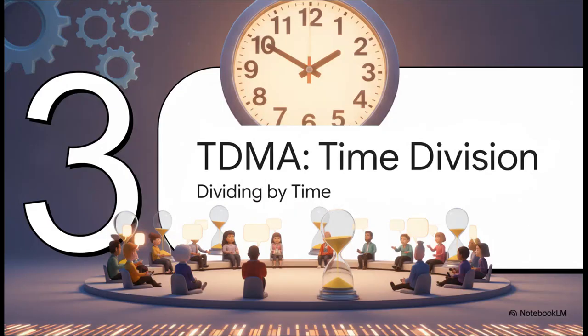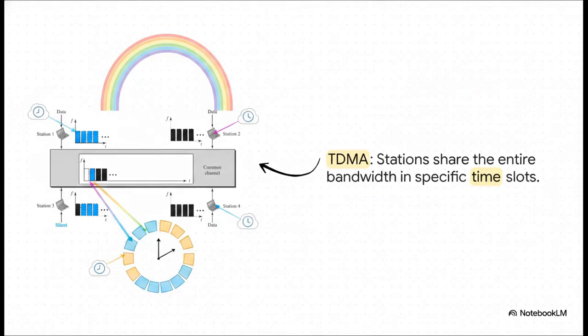All right, let's look at the next dimension, section 3, TDMA, dividing by time. So if FDMA is putting people into separate rooms, TDMA is putting everyone into one massive room, but using a strict timer so they have to take turns talking. Here, stations aren't restricted to some narrow little frequency band. They actually get access to the full bandwidth of the channel, but strictly only during their assigned time window. Station 1 transmits its block of data, then pauses. Then Station 2 sends its data, and so on. It's basically time sharing on a macro scale.